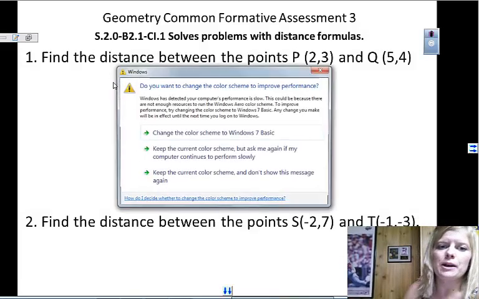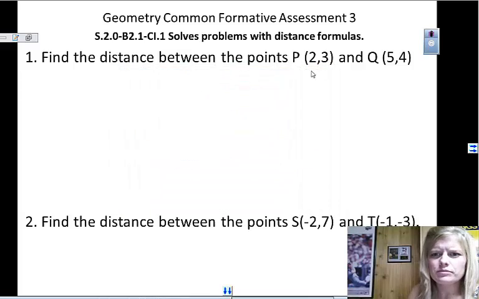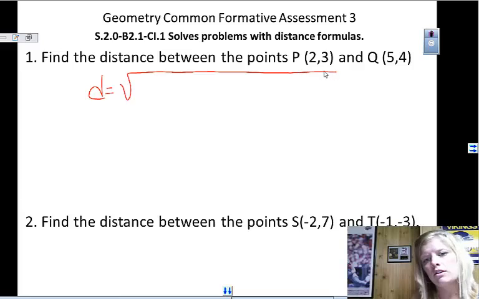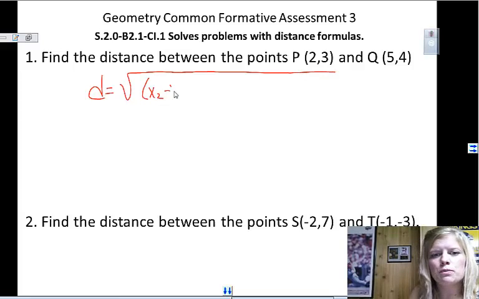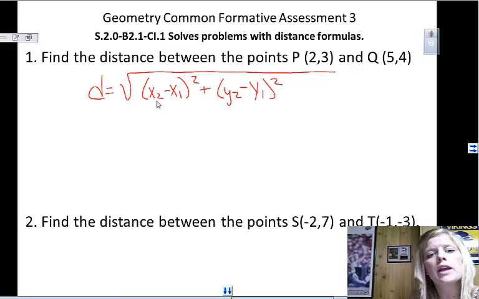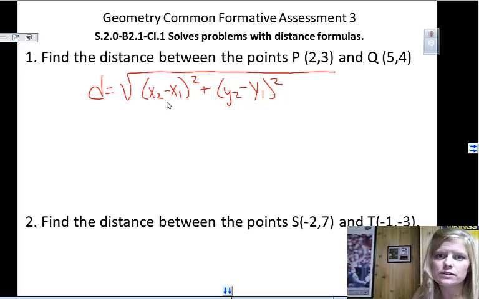Alright, distance formula. Distance formula is, reminder, D equals the square root of x2 minus x1 squared plus y2 minus y1 squared. Now some of you might have put x1 minus x2. That is fine. You had to put y1 minus y2 over here.